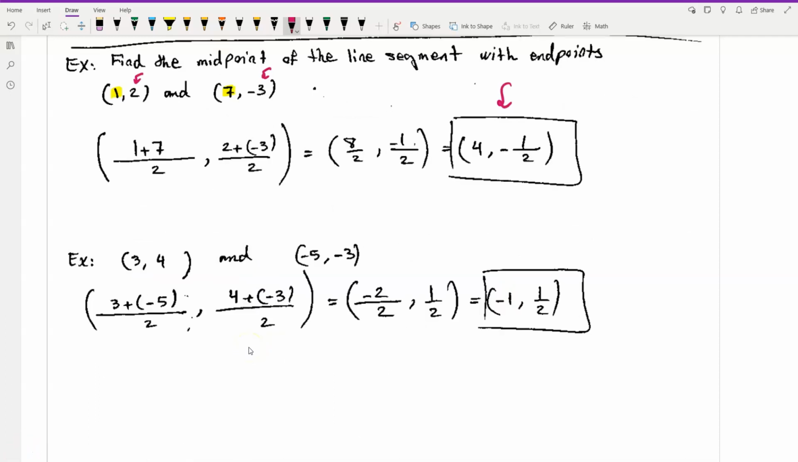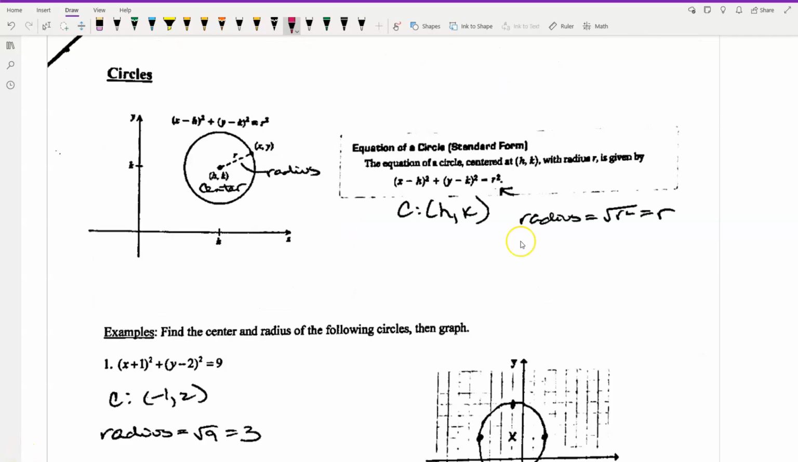And then here we have these two ordered pairs, (3, 4) and (-5, -3). Add x1 and x2, so 3 plus -5 divided by 2, and y1 plus y2, so 4 plus -3, and then divide by 2. So 3 plus -5 is -2, divided by 2, and 4 plus -3 is 1, then divide by 2. So the midpoint is (-1, 1/2).